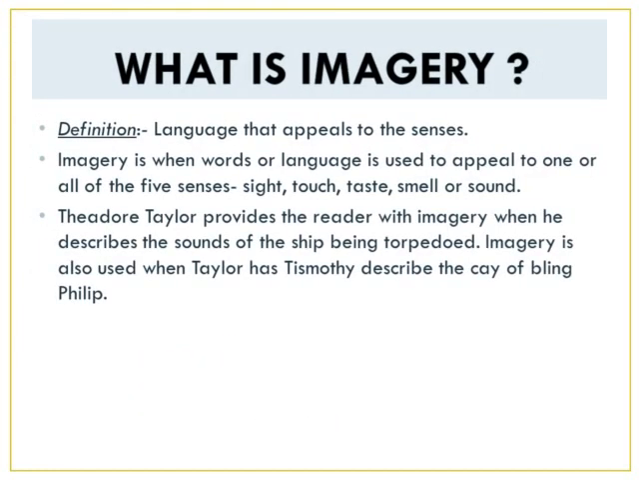What is imagery? Language that appeals to the senses. Imagery is when words or language is used to appeal to one or all of the five senses. The five senses are sight, touch, taste, smell, or sound. Theodore Taylor provides the reader with imagery when he describes the sound of the ship being torpedoed. Imagery is also used when Taylor has Timothy describing the cay of Blink Philip.